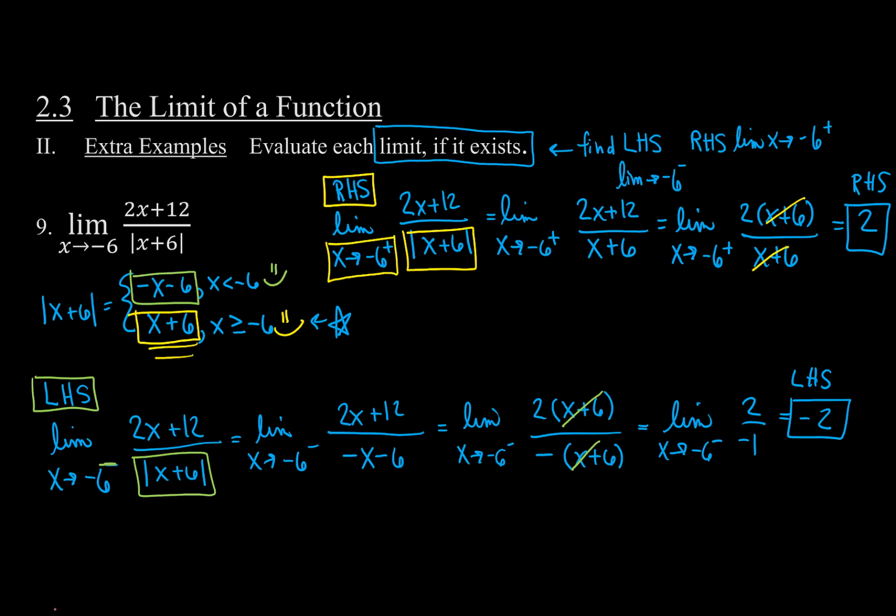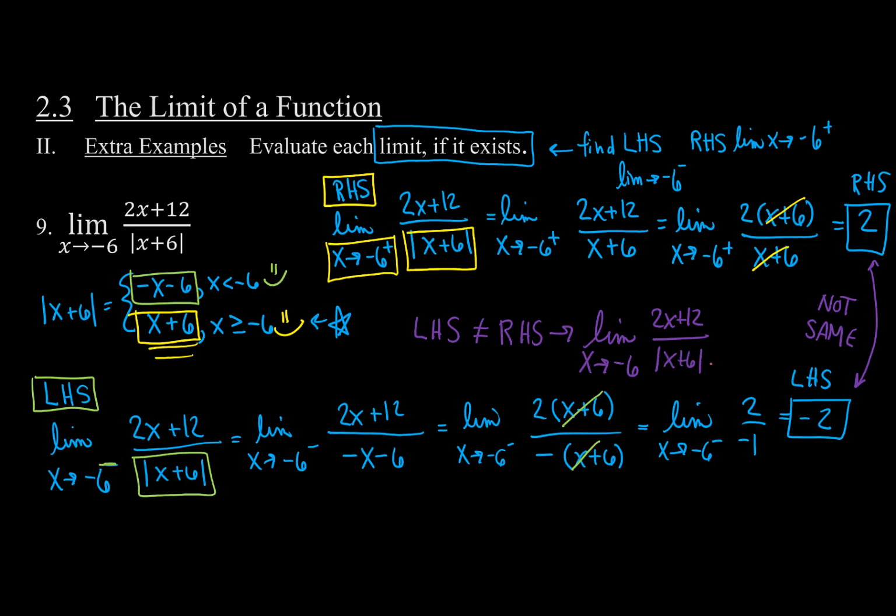Well, uh-oh, what do I notice? Those two things are not the same. Okay? And when my left-hand side limit doesn't equal my right-hand side limit, then I can say that the limit at that point of -6 of this original function does not exist. And that's my final answer.